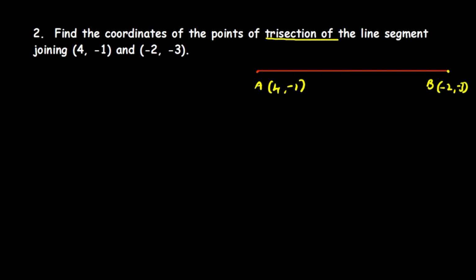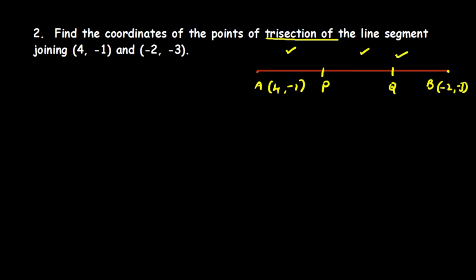For example, if this line is divided into three equal parts, we can find 2 points here, right? These 2 points we can consider as P and Q. These 2 points P and Q divide the line segment AB into 3 equal parts. Then P and Q are called trisection points. So what is the ratio here? You can observe that here we have one part and here we have the 2 parts, right?